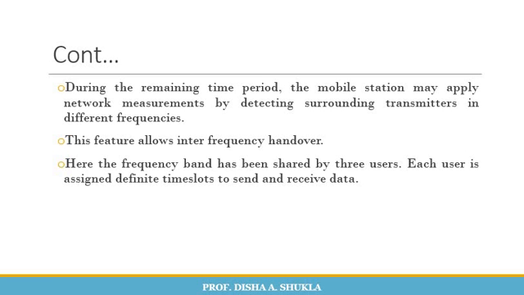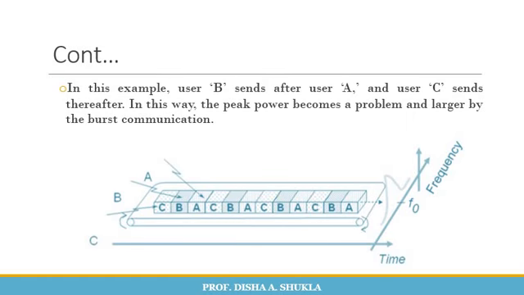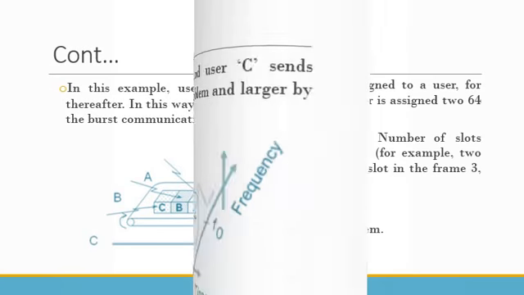Here, the frequency band has been shared by the three users, hence each user is assigned a definite time slot to send and receive the data. Now, in this example, user B sends after user A and user C sends thereafter. In this way, the peak power becomes a problem and larger by the burst communication.